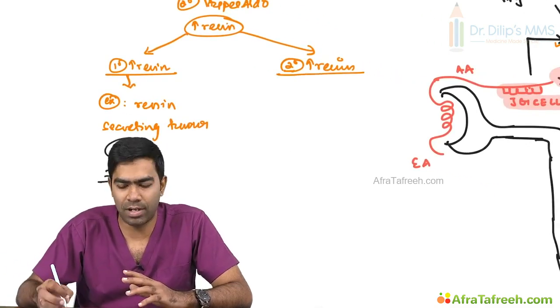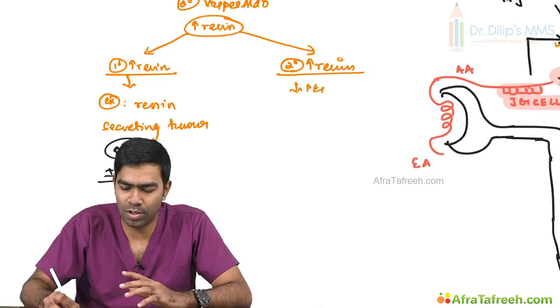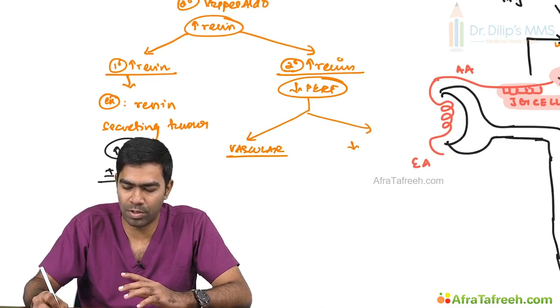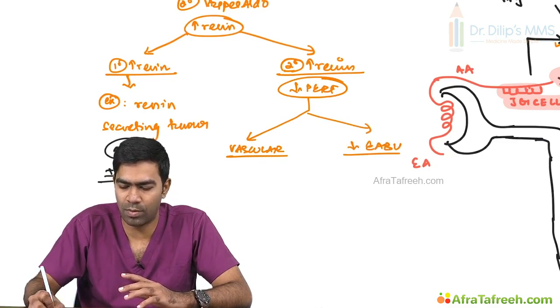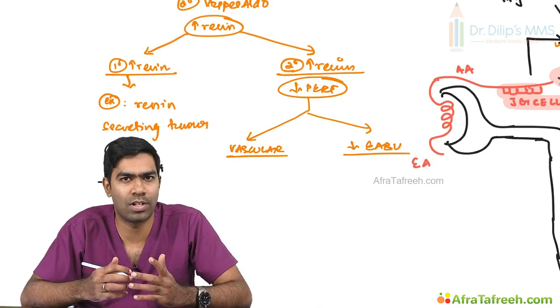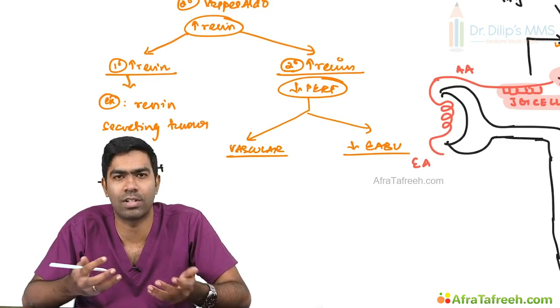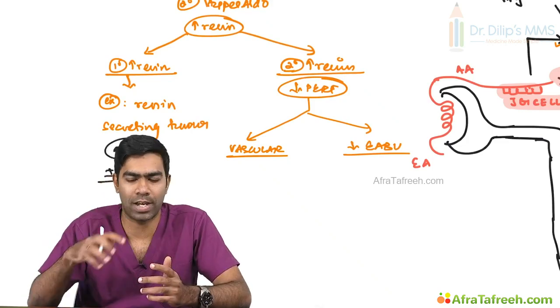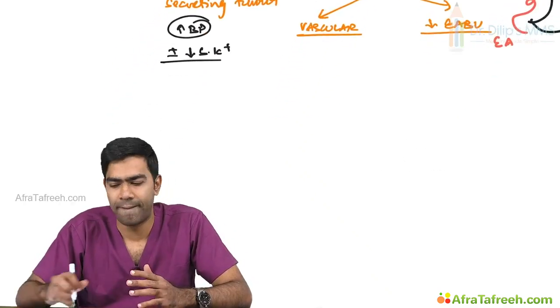A secondary hyperreninism is usually due to low perfusion to the kidneys, and this low perfusion can be due to a vascular cause causing low perfusion, or it can be due to low effective arterial blood volume, which means low circulating volume resulting in low perfusion to the kidneys, resulting in reduced stretch of the juxtaglomerular cells, resulting in more production of renin and subsequently more production of angiotensin II and aldosterone.